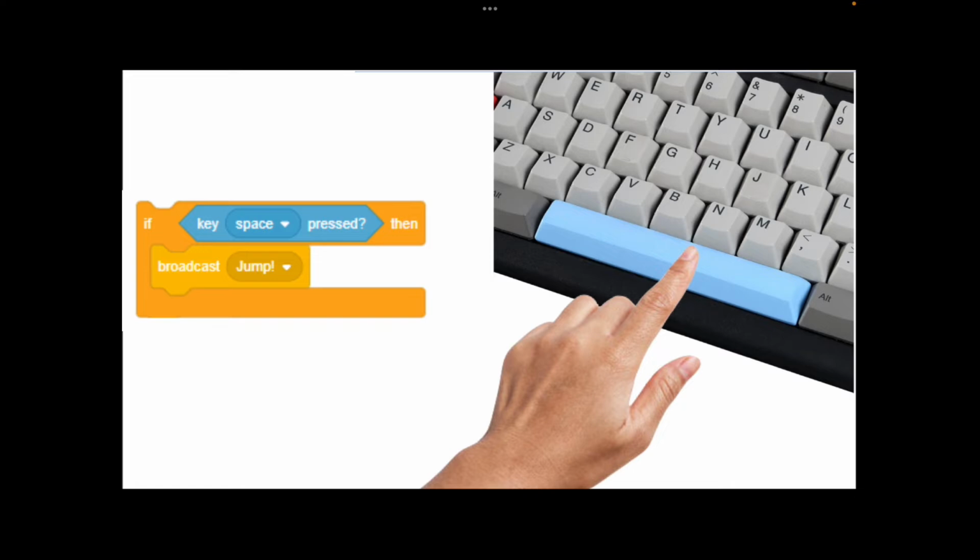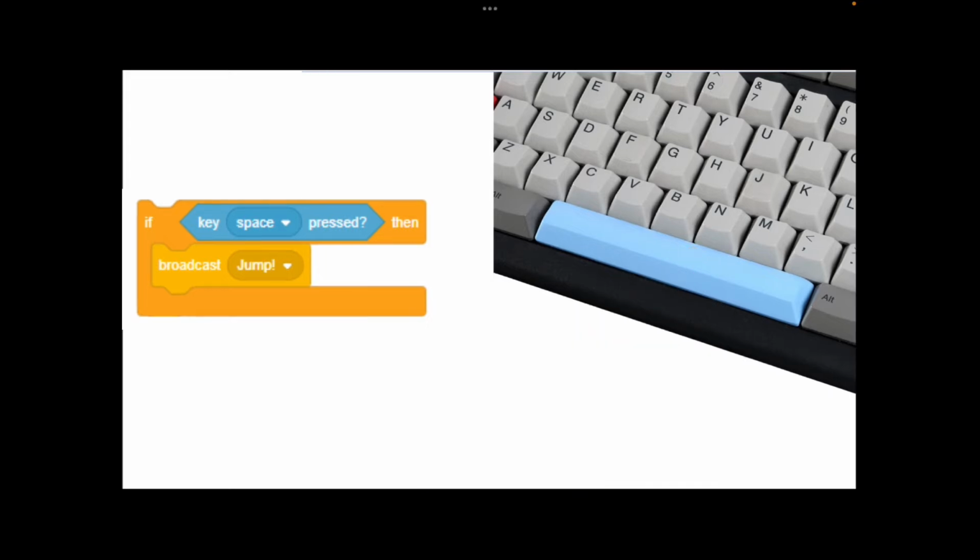Take a look here. If the spacebar is pressed, then we will see a message that says jump. So tell me, is the spacebar being pressed? True. That means the message will appear in the project. How about here? It seems that the spacebar is not being pressed, so the statement is false, and thus no message appears.